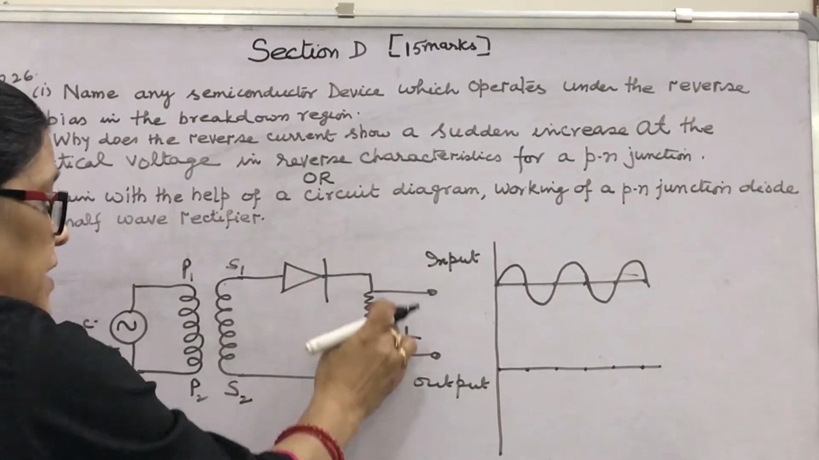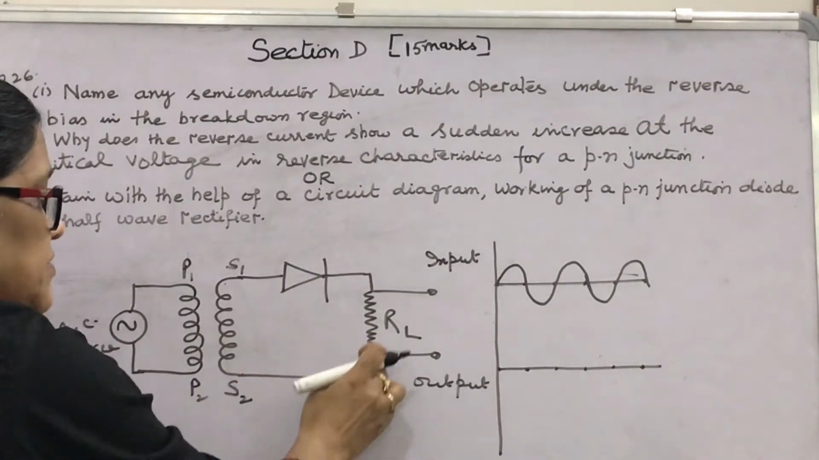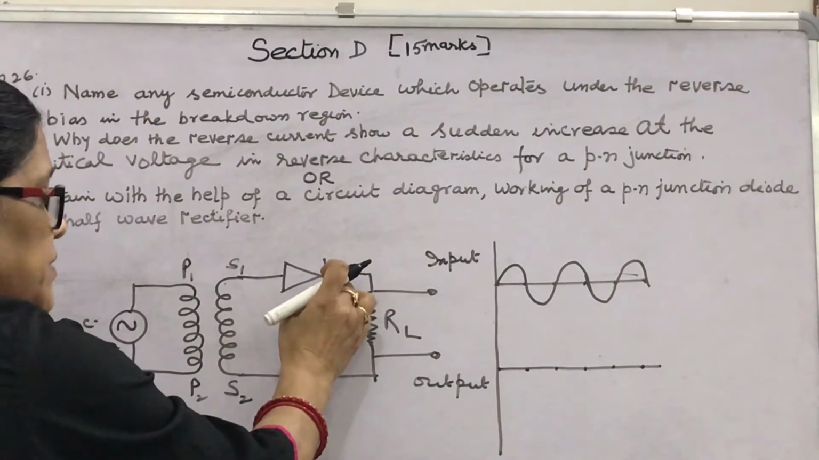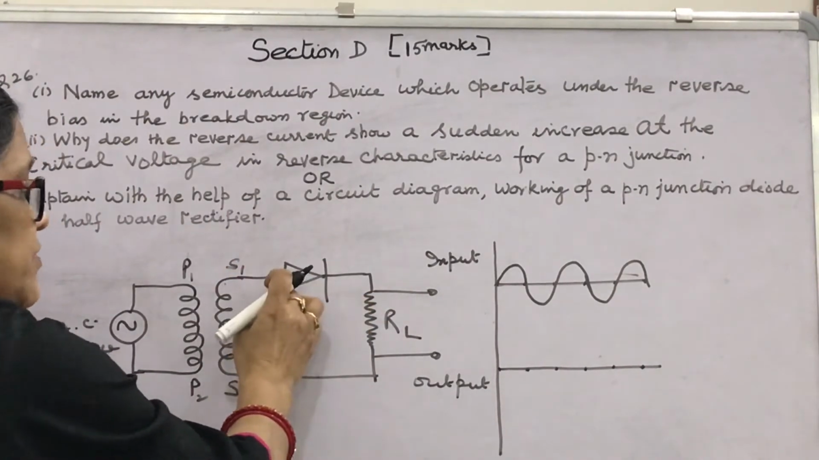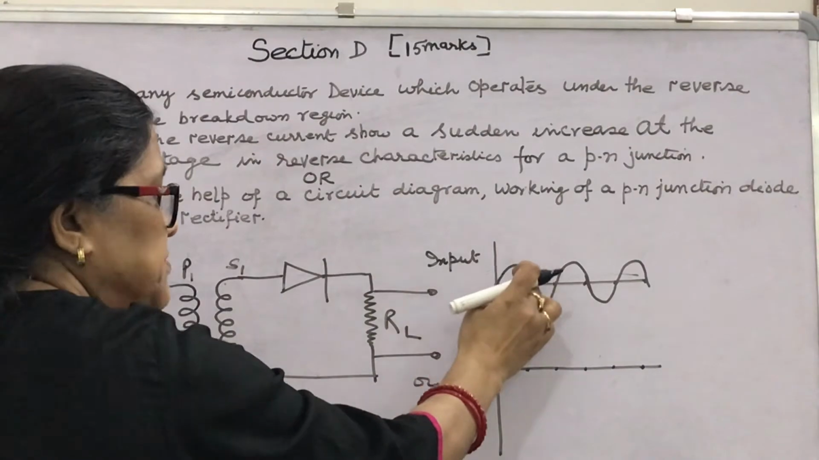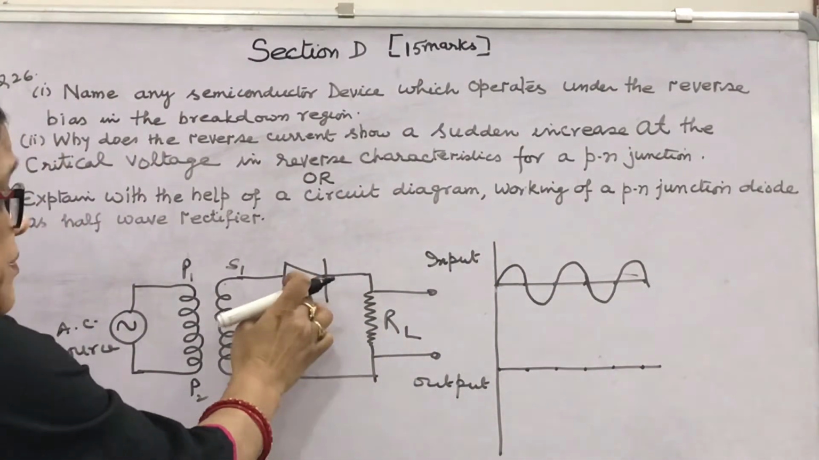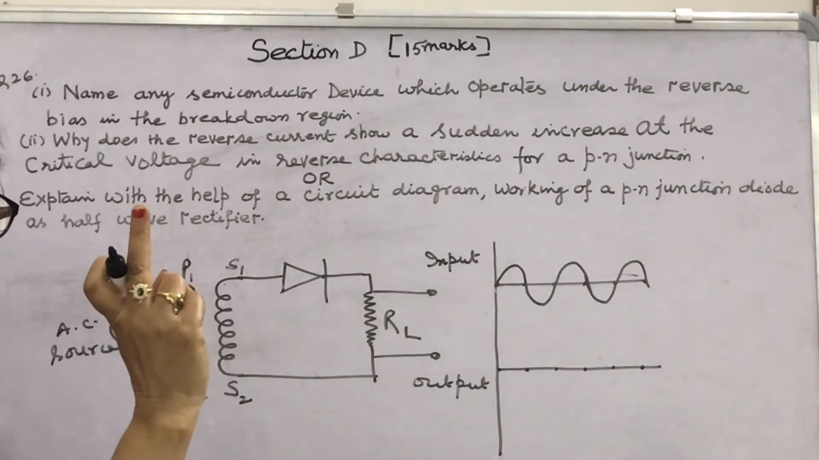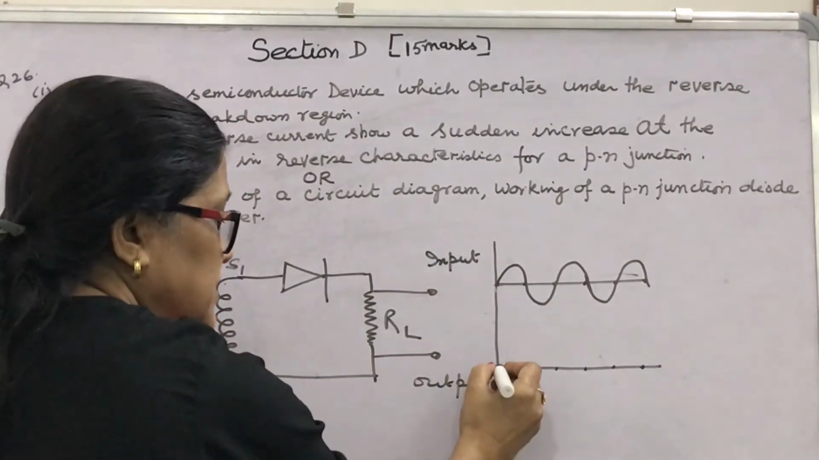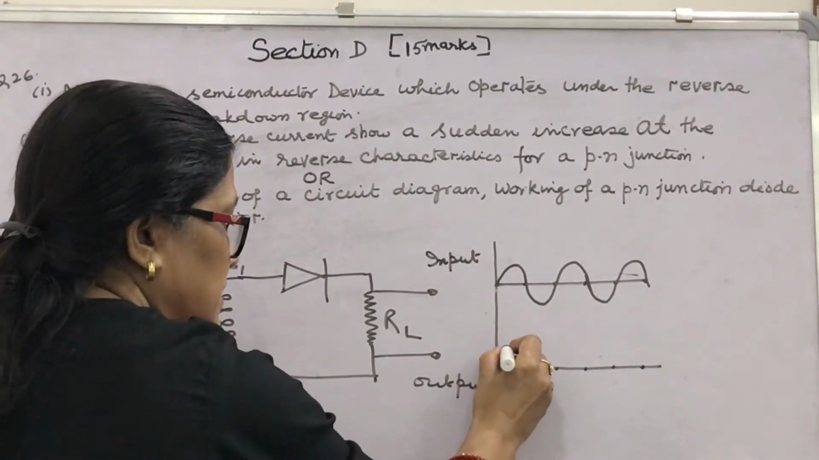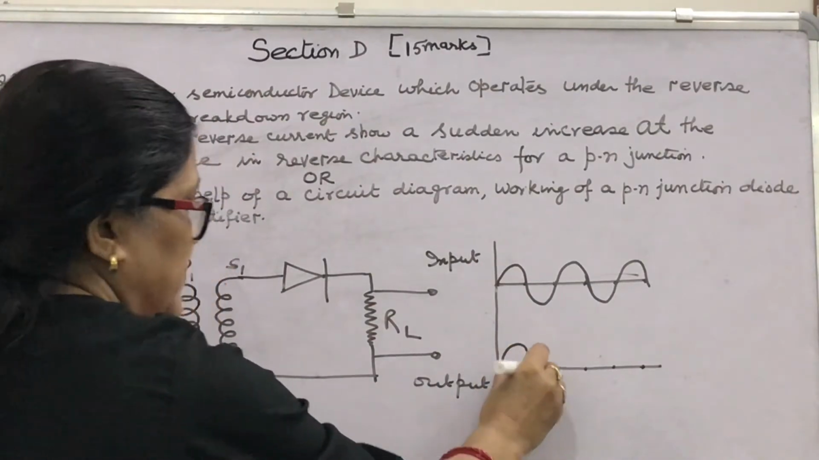N is connected with S2 through the load, so this becomes negative and this is positive. For the first half cycle, this PN junction is forward biased: P positive and N negative, forward biasing. So what happens? You get current in the output.